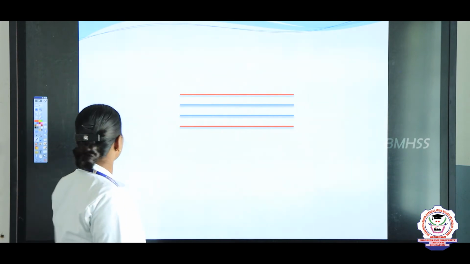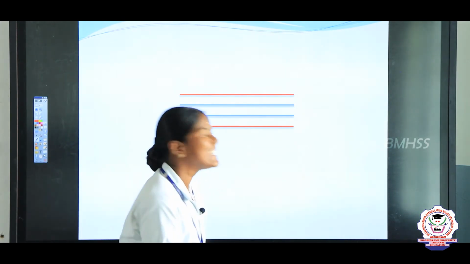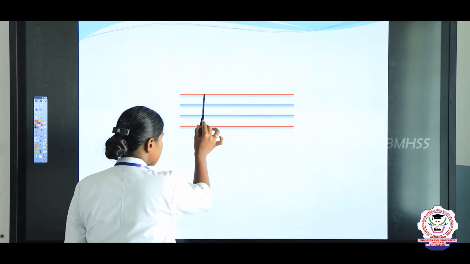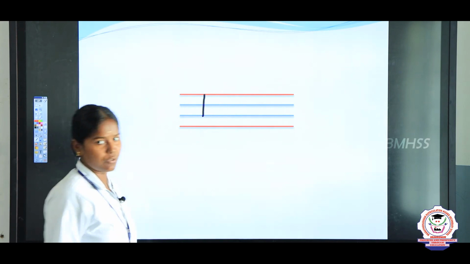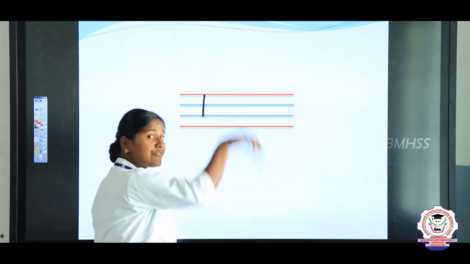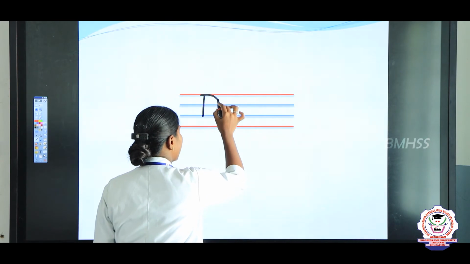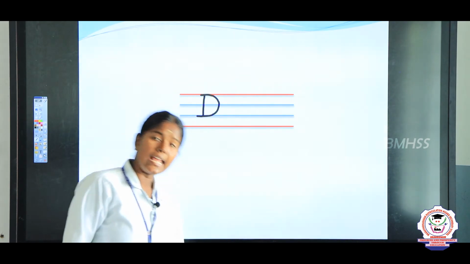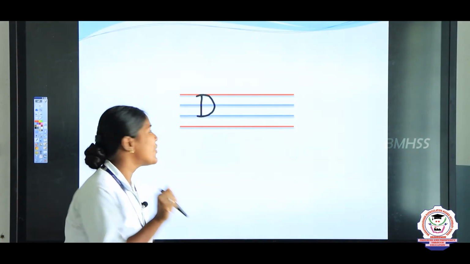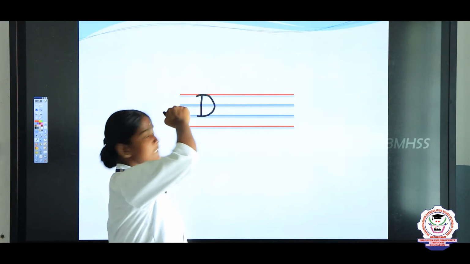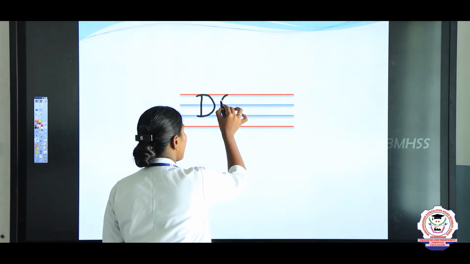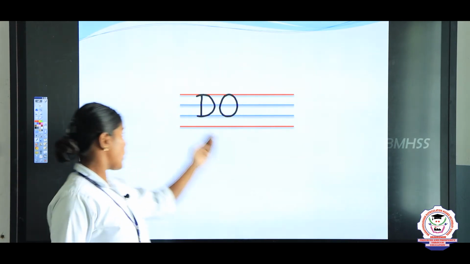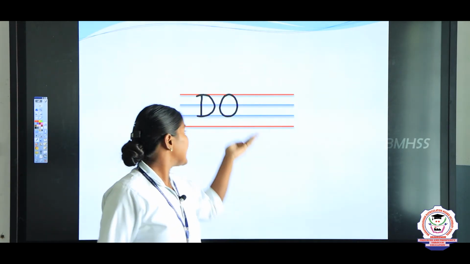For dog, first we need the letter D. To write D, touch the top pink line and draw one standing line like this till the bottom blue line. Again, draw one left open curve by touching the top pink line till the bottom blue line. This is the letter D. The next letter of dog is O. To write O, draw a circle from the top pink line to bottom blue line like this. This is the letter O. What's this letter? O.